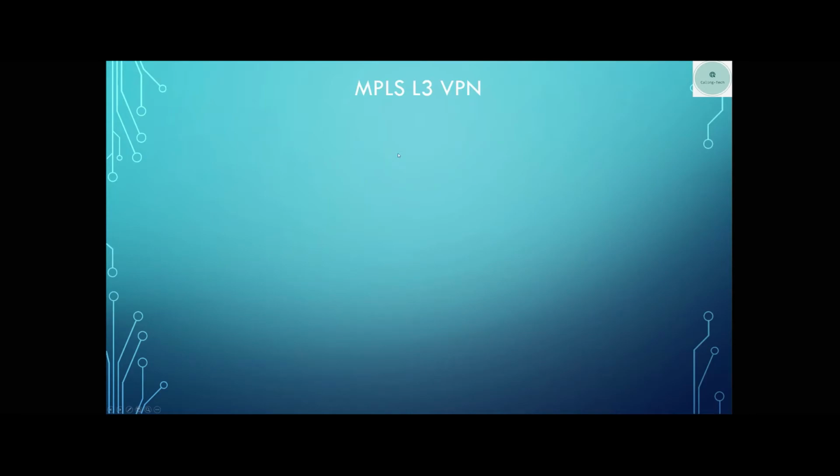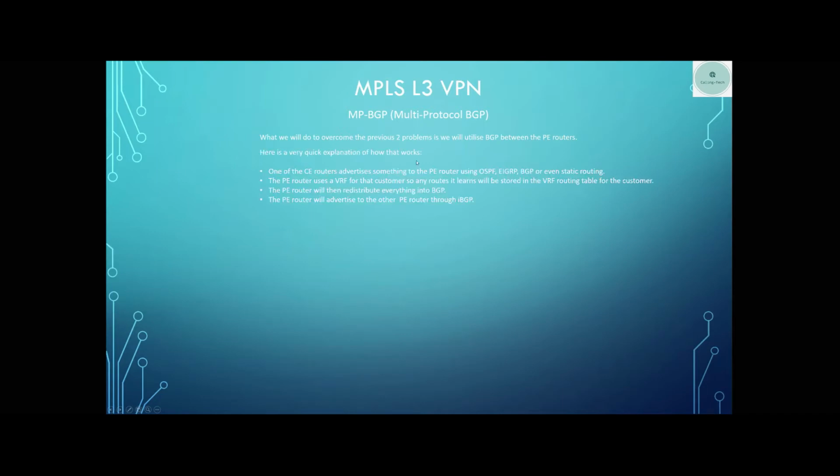So one of the ways we can get around that is we can use multi-protocol BGP between the PE routers. Quick explanation of how it works. One of the C routers advertises something to the PE router using OSPF, EIGRP, BGP, or even static routing. That's down to the customer, obviously. The PE router will then use a VRF for that customer, so any routes it learns will be stored in the VRF routing table for the customer. As we know, we have separate routing tables for VRFs. The PE router will then redistribute everything into BGP, and the PE router will advertise to the other PE router through eBGP.